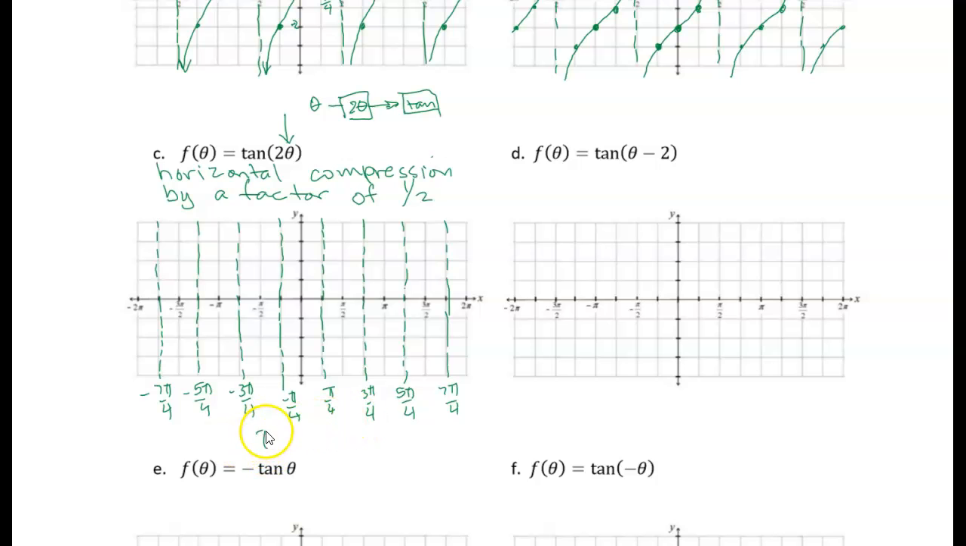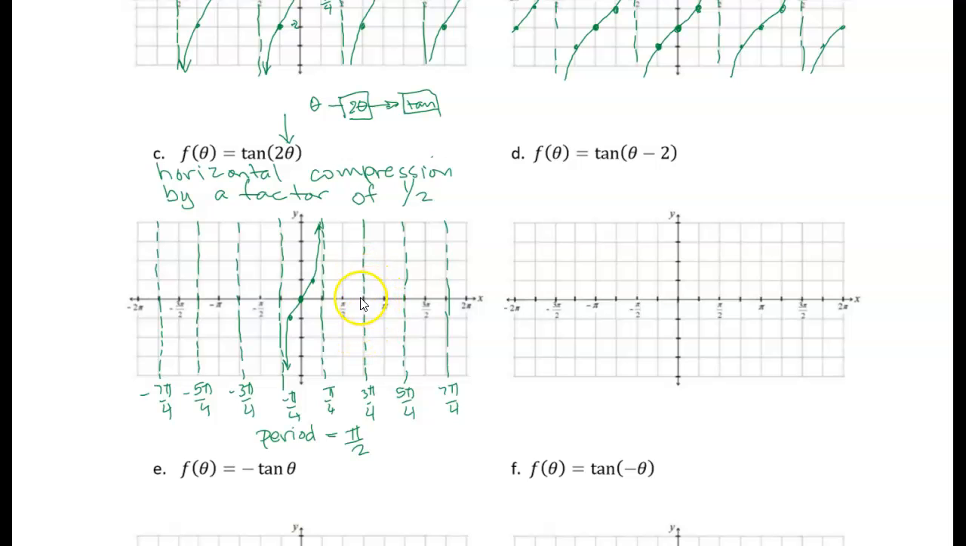And the period is half of what it was before. The period was pi before, now the period is pi over 2. And we can draw in our function. It's still going to be 0 at 0, but halfway between that 0 point and the asymptotes, we're going to be at 1 and minus 1. So one cycle looks something like that.